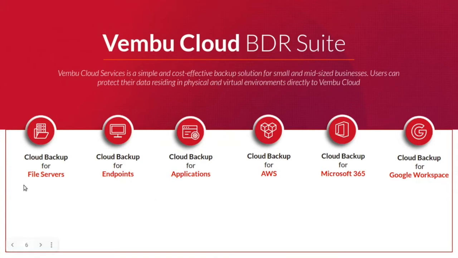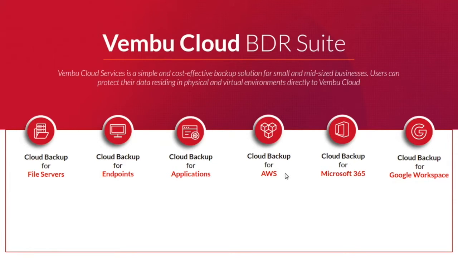First, we have the backup of file server. If you want to back up the files and folders from your file server directly to cloud, you can do that using Vembu Cloud BDR Suite. Then we have cloud backup for endpoints. Again, you can take a backup of applications like Exchange, SQL, SharePoint, Outlook, and MySQL, and store the backup data onto the Vembu Cloud. And again, you can take a backup for your AWS EC2 instance.